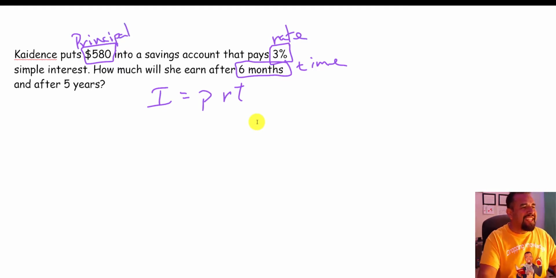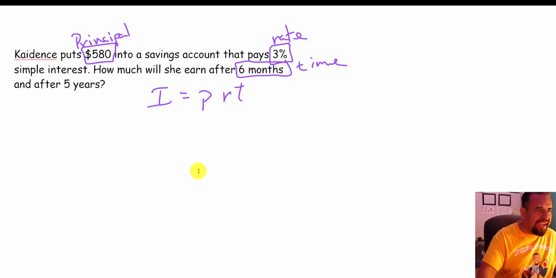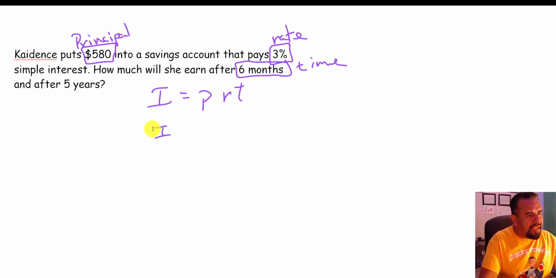All right. Now, let's plug them in. That's all. It's like plug and play, right? So let's plug in our principal. Right here, we have I equals 580 times my rate, which is 3%.